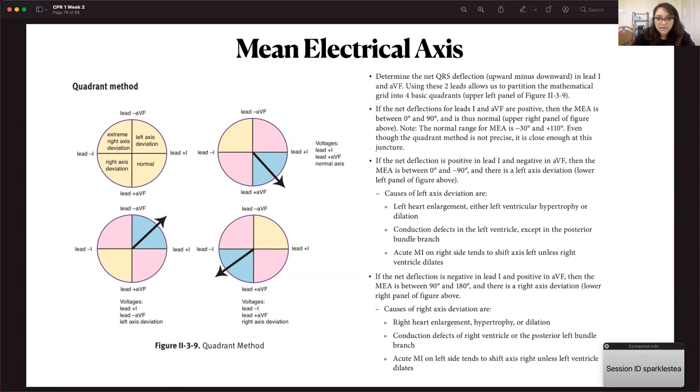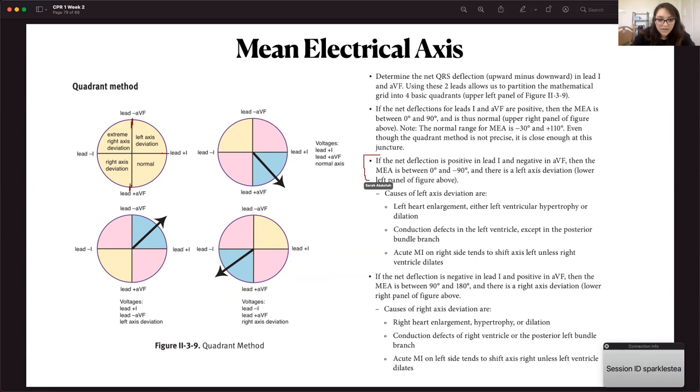You guys can't see my cursor. Sorry, give me one sec. Okay, so let's try that again. So this is your lead one, this is your AVF, this is also an AVF. So just be able to follow these instructions over here.